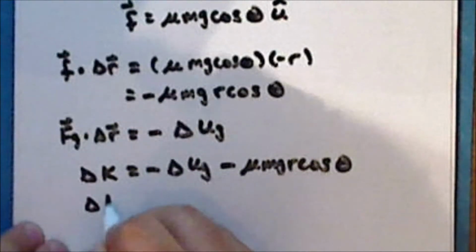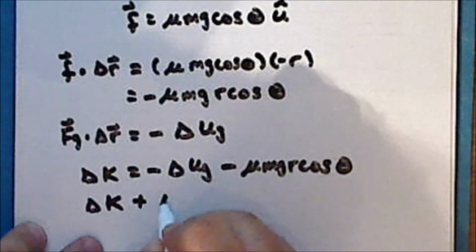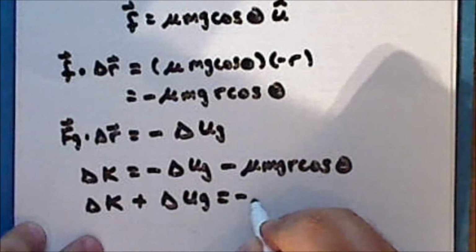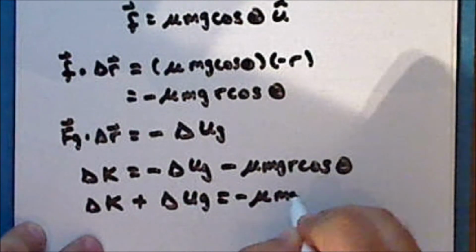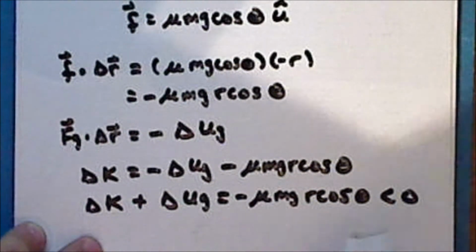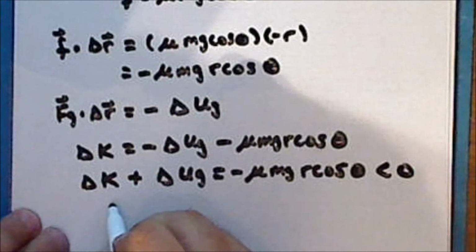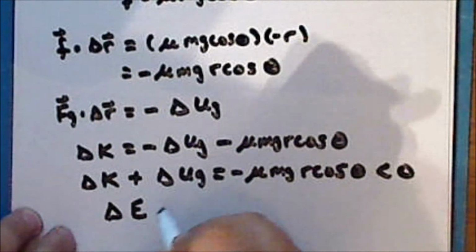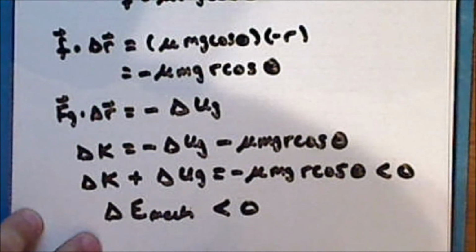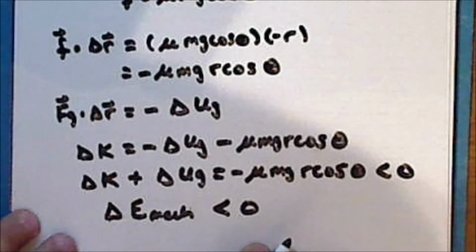So the sum of the change in the kinetic energy plus the change in the gravitational potential energy is once again negative mu mg times r cosine theta, which is a negative number. That is, the change in the mechanical energy of the system is negative, and so the system loses energy.